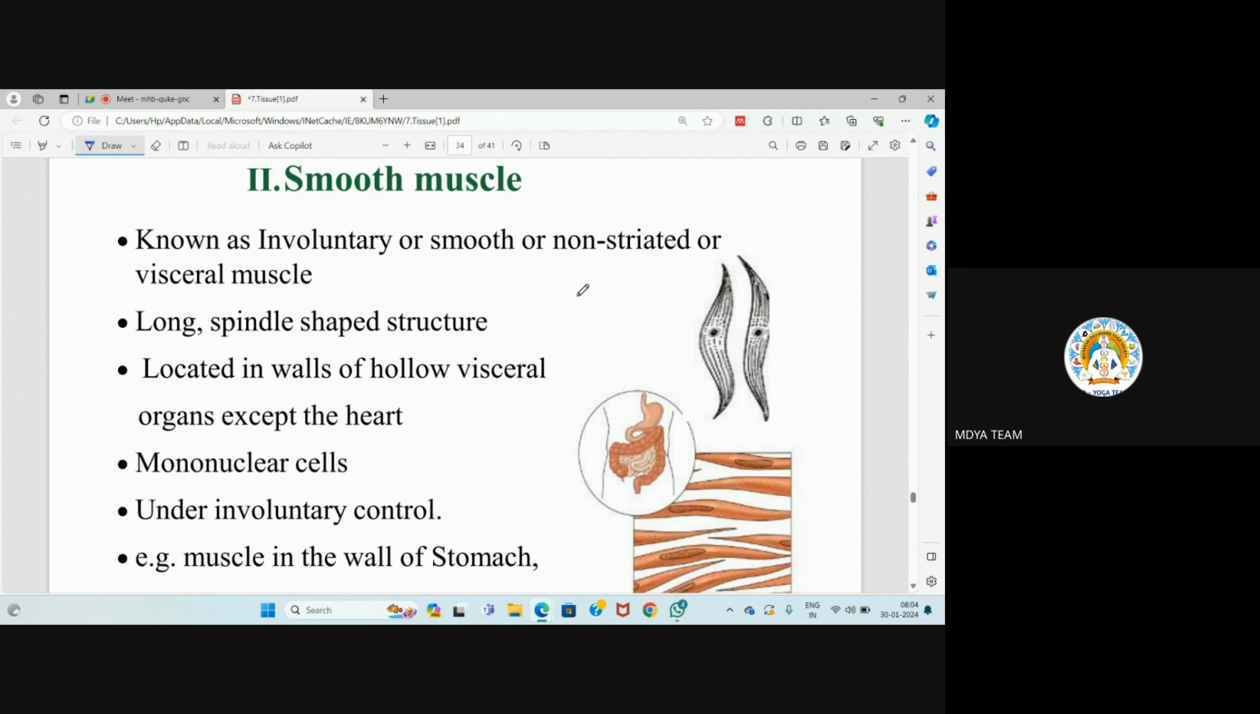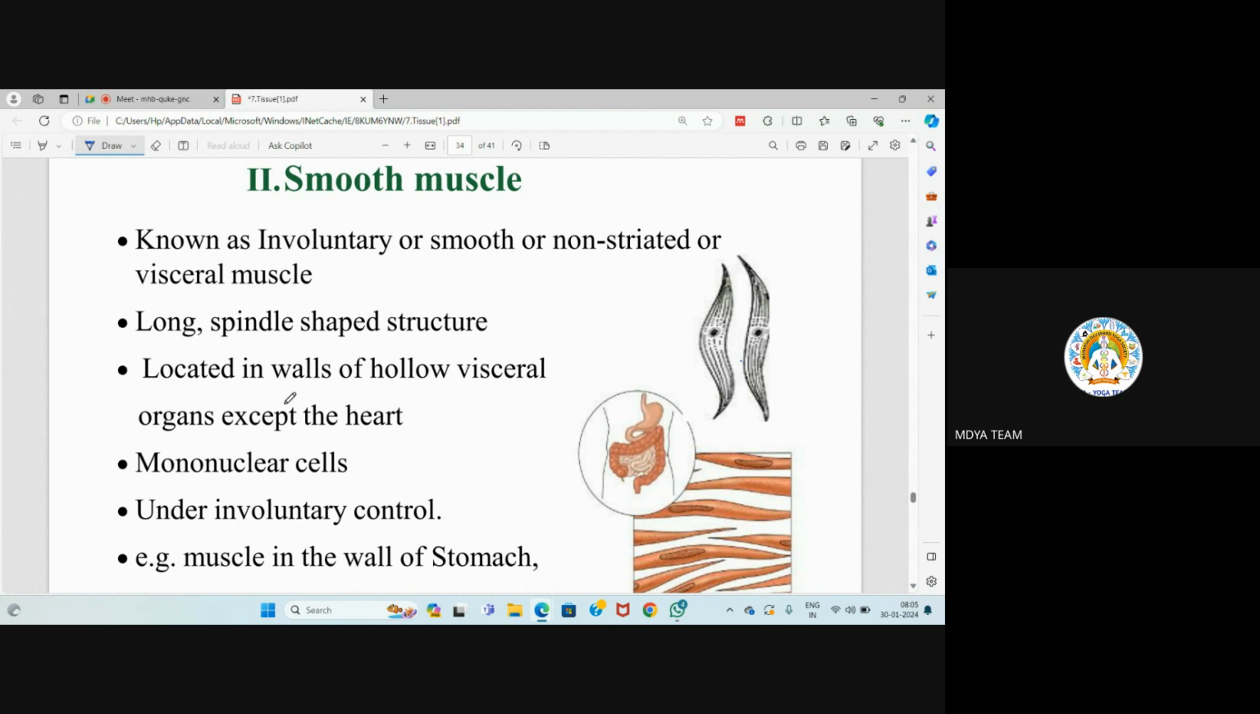Then a long spindle shaped structure. This is known as a spindle shaped structure. You can see in this picture, two muscle fibers are present, and these muscle fibers are spindle in shape. Spindle shape means narrower in sides and thicker in middle. Narrower in sides and wider in middle. That is known as spindle shape.